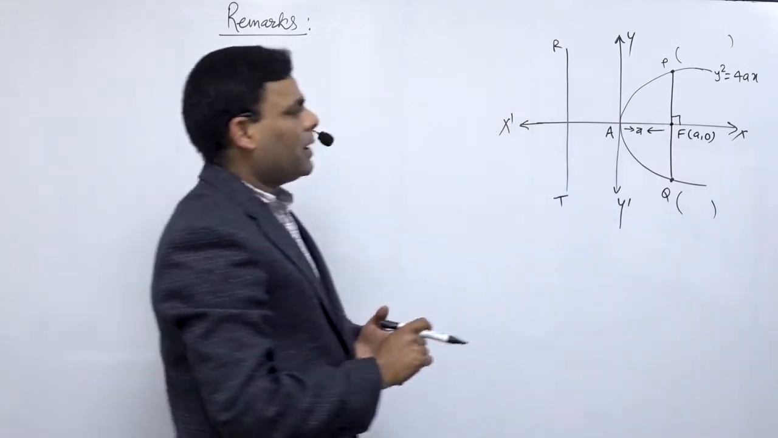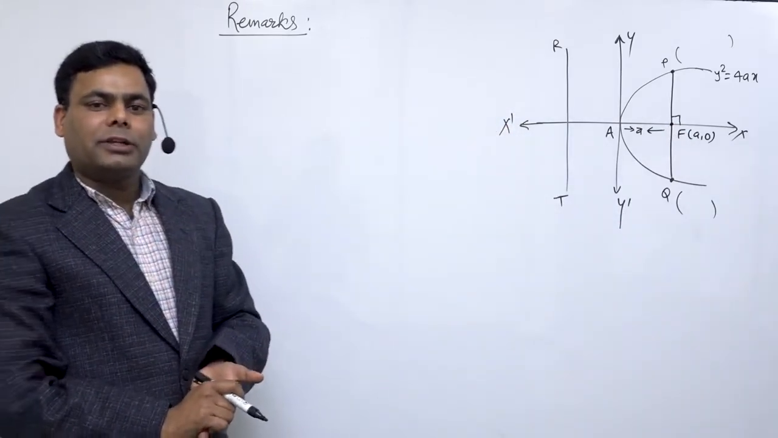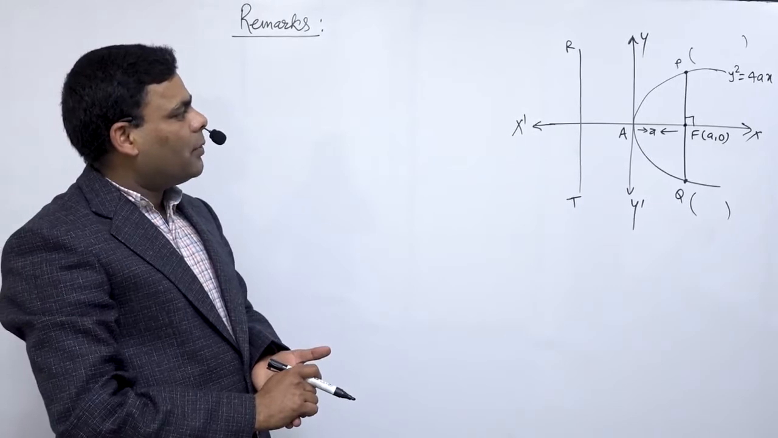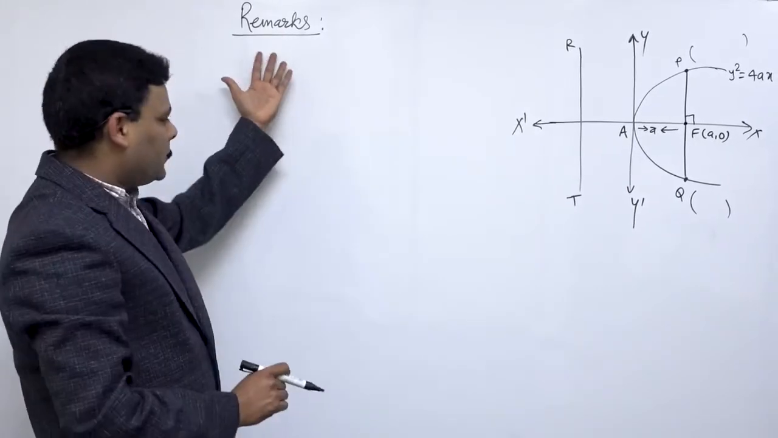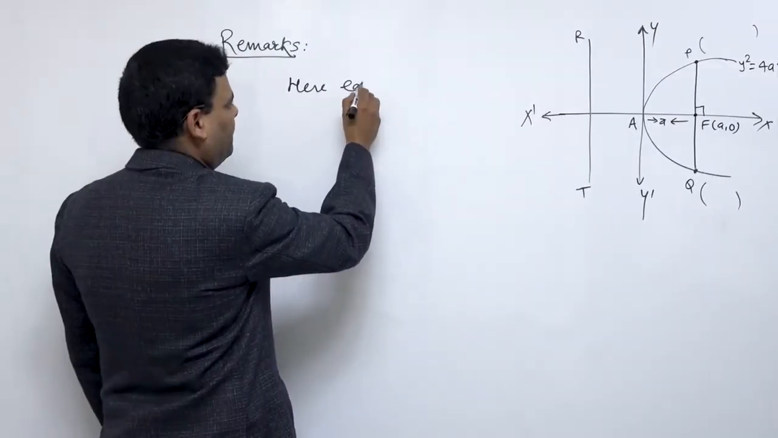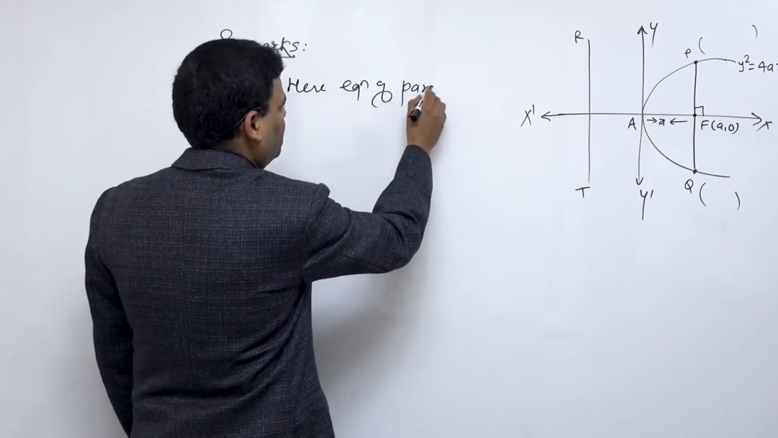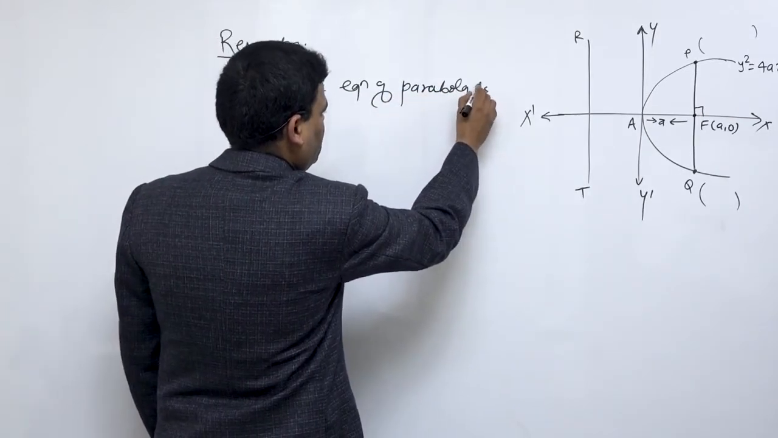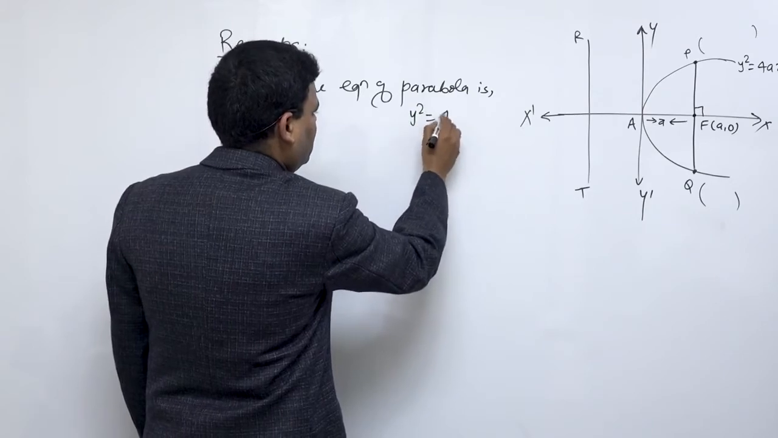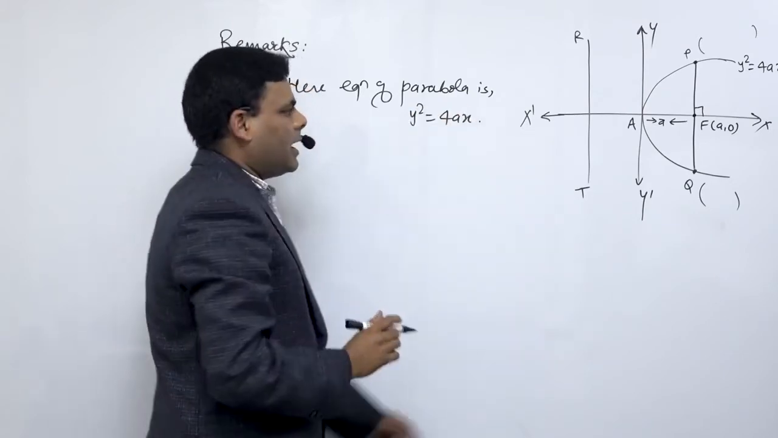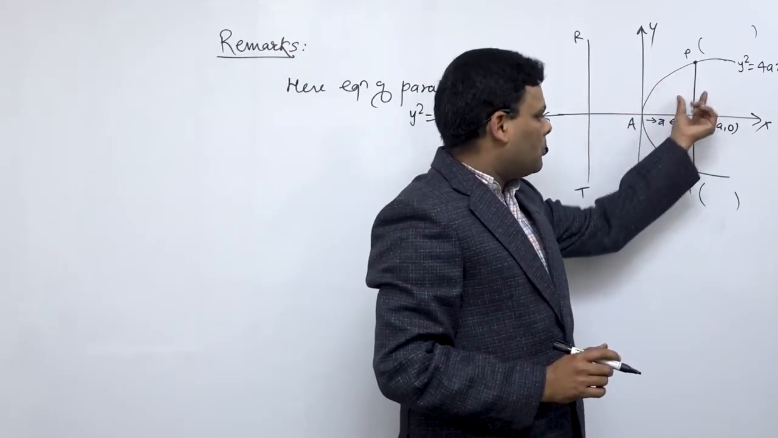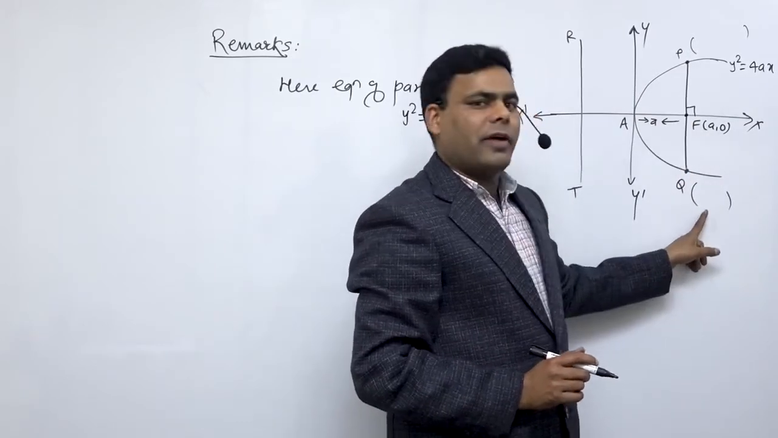Now if the equation of parabola is y squared equals 4ax, we can find the end points of the Latus rectum in this way. Equation of parabola is y squared equals 4ax. Now we have to find the coordinates of the end points P and Q of the Latus rectum.